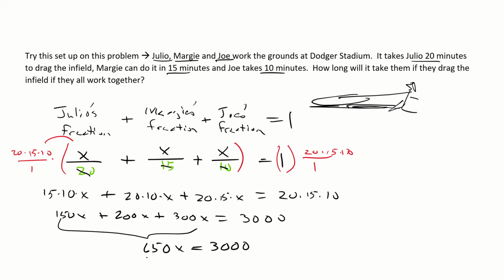You ready for the answer? You're going to divide by 650, divide by 650, and let's see what we got. 3,000 divided by 650 is 4.615, etc. But if I change it to a fraction, which looks better, I think, I've got 4 and 8/13. It equals 4 and 8/13.